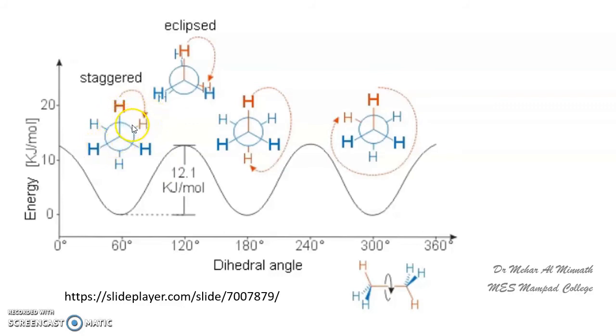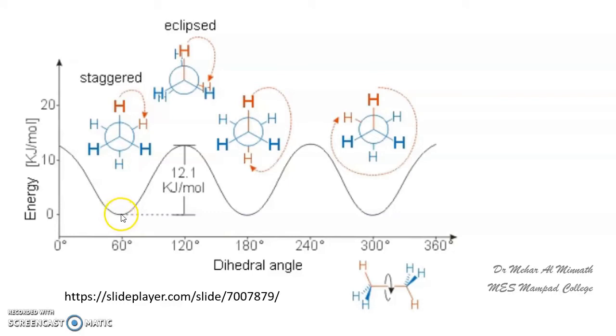Though the dihedral angle between the reference hydrogens is 60 degrees, all the hydrogen atoms are anti to each other. You can see here this red hydrogen is almost anti to this blue hydrogen, that is almost 180 degrees apart. So the energy is minimum here.